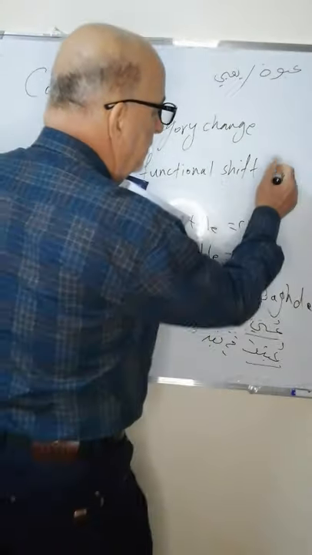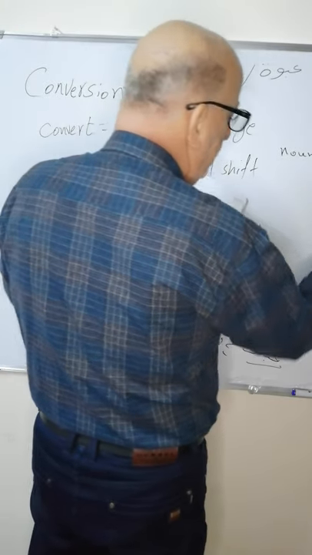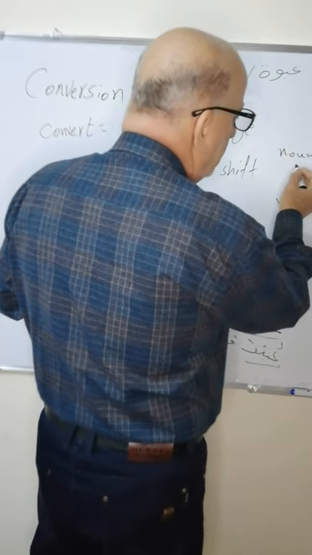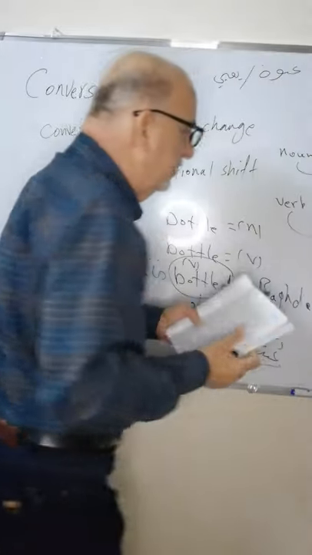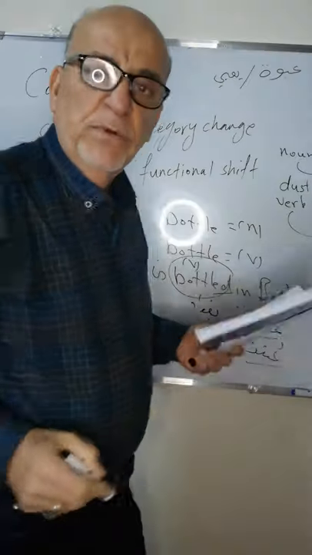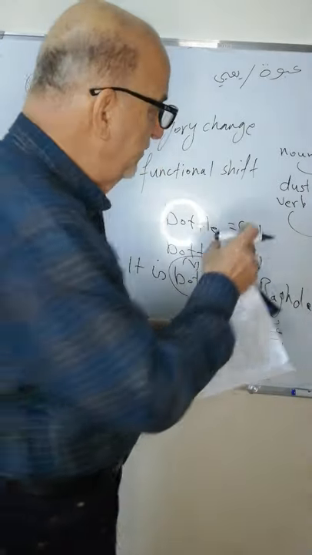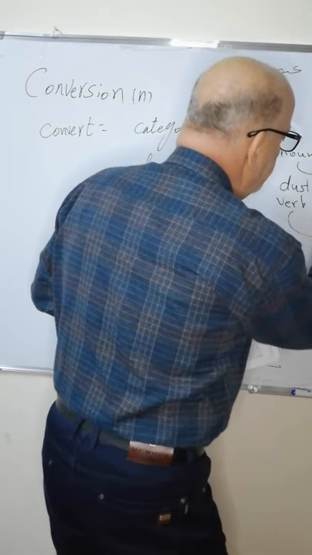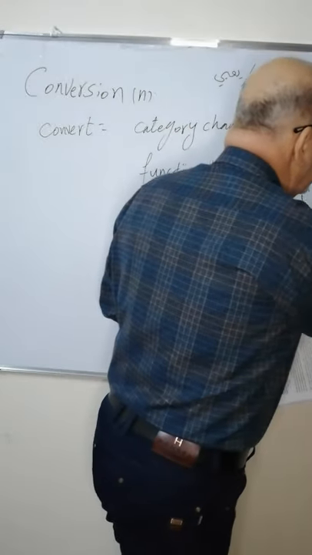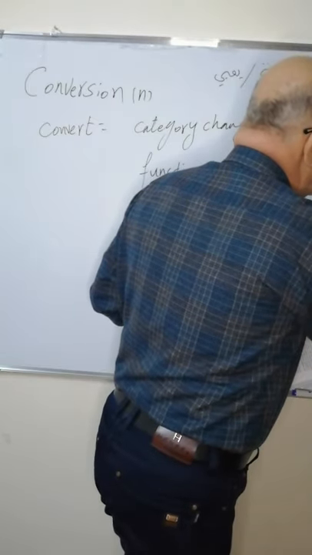See, for example, from noun to verb, and verb to noun. A noun changed into a verb, a verb changed into a noun. For example, the noun dust. Dust, what is the category of the word dust? Dust means ghibar. It's a noun. But if I use it as a verb, I say, did you dust the carpet? The living room? Yeah. Did you dust the living room?